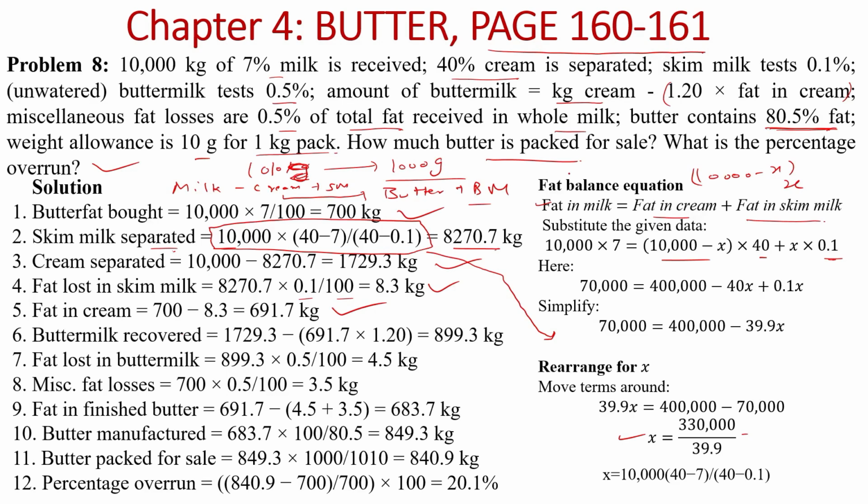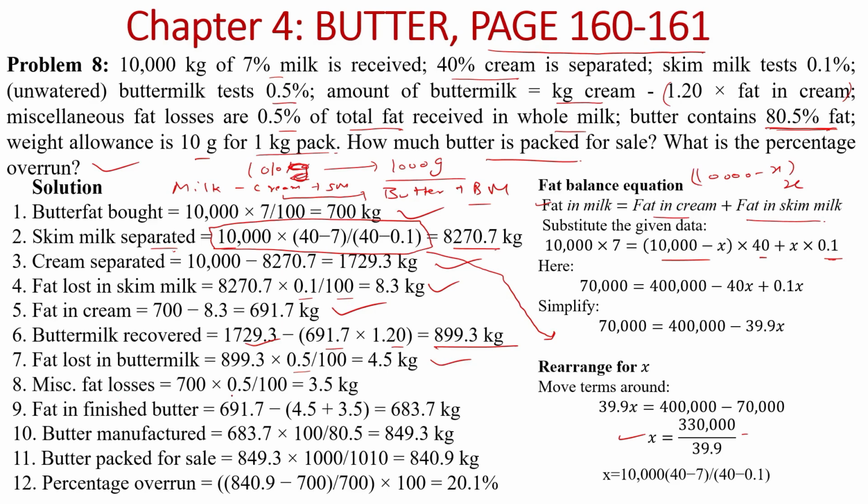Here the formula is given: kg cream, you put the value of kg cream here, 1729.3, minus 1.2 into the fat in cream. So fat in cream has been obtained as 691.7. We put this value, and we'll have buttermilk equal to 899.3 kg. Now since fat percentage in buttermilk is 0.5%, fat lost in buttermilk will be 899.3 into 0.5 divided by 100, which is equal to 4.5 kg.